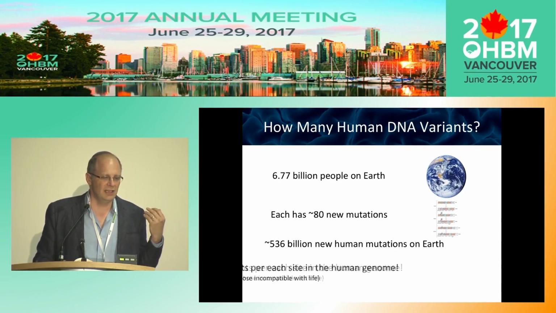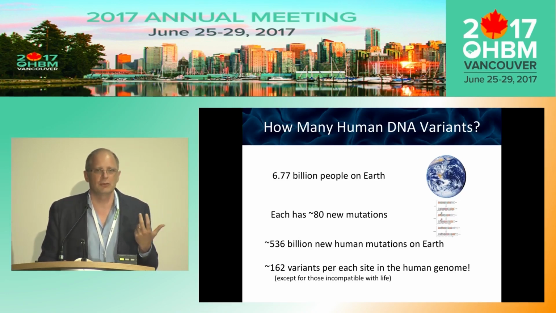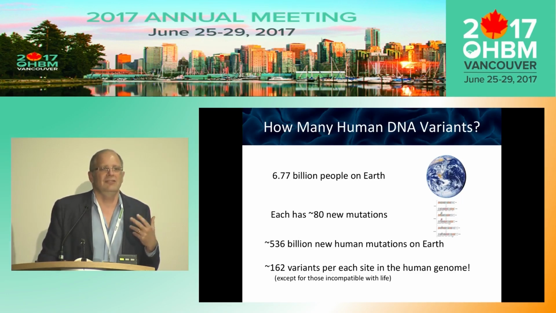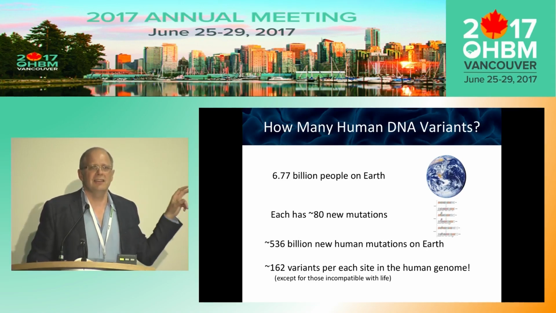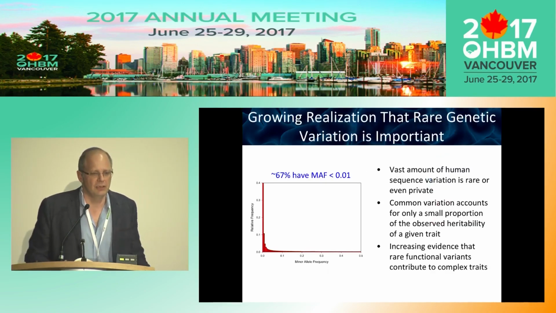If you divide that by the number of points of the genome, you get about 162 variants per each site on the human genome. That's pretty huge, except that this is actually wrong, because some areas of the genome are inconsistent with life, so you can't have every variant at every point along the way. But it's not to tell you exactly this is the case; it's to give you a sense of how much rare variation there is out there and what kinds of things we could think about with it.